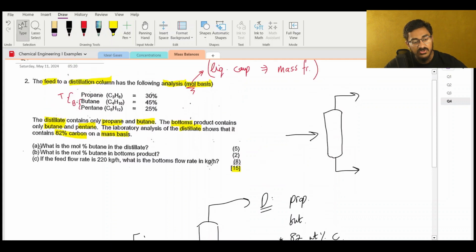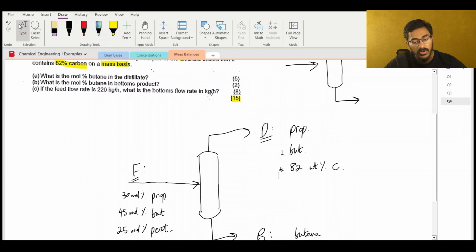And so the first thing they say to me is 2A, what is the mole percentage of butane in the distillate? So we want to know how much butane is in the distillate. And the only thing I know about the distillate is that it's got 82 weight percent carbon.